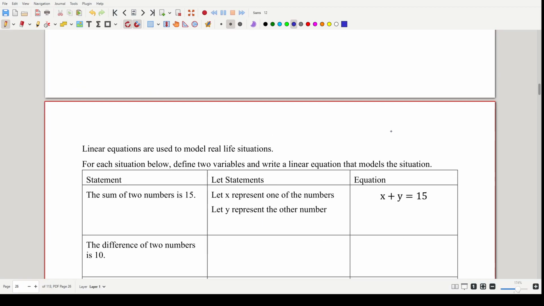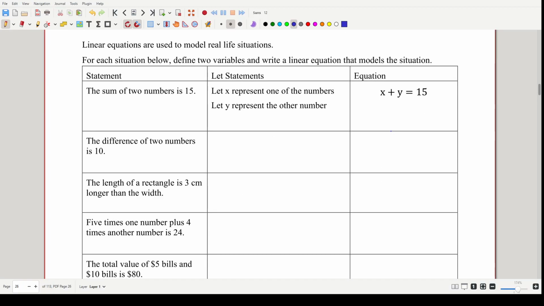So going all the way down to the next page, when I say model, what I mean is I'm going to read a scenario, and I have to define what the unknown values are in that scenario. Remember, unknown values are our variables. So we're going to create let statements, like any word problem we've ever done before. We have to let some variable represent something in the equation, something in the mathematical problem. And again, it must be the unknown or the unknown values, one of the two. Okay?